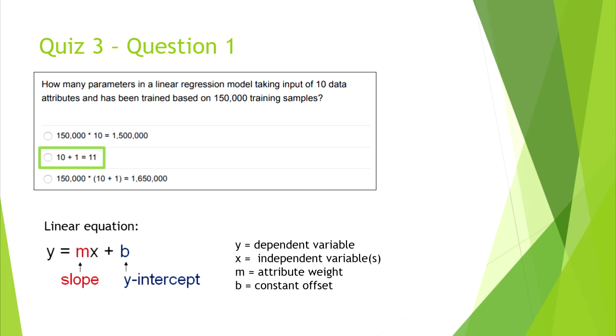In the linear equation y equals mx plus b, the constant offset is equivalent to b, also known as the y-intercept. The constant offset represents the value of the dependent variable y when all independent variables x are equal to 0. Furthermore, without the constant offset parameter, all potential regression lines will be forced to cross through the origin, thus severely limiting the range of potential lines. To answer the question, since the model is taking an input of 10 data attributes, there will be 10 parameters, plus the constant offset parameter, totaling to 11. The other 2 answers are incorrect because the training sample size should not be taken into account when making predictions with a linear regression model.